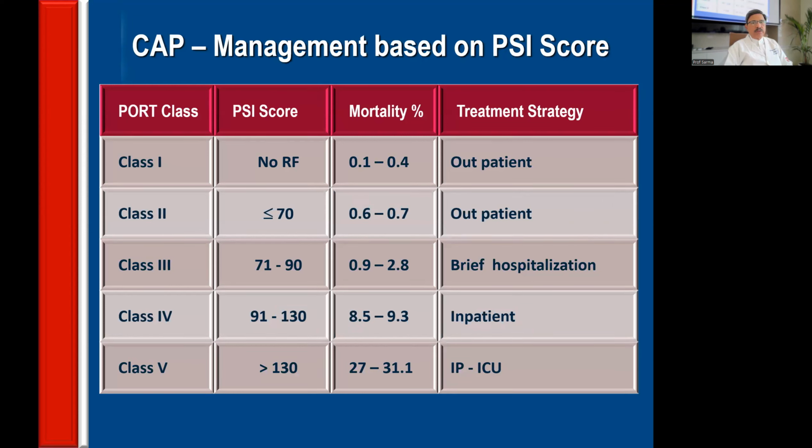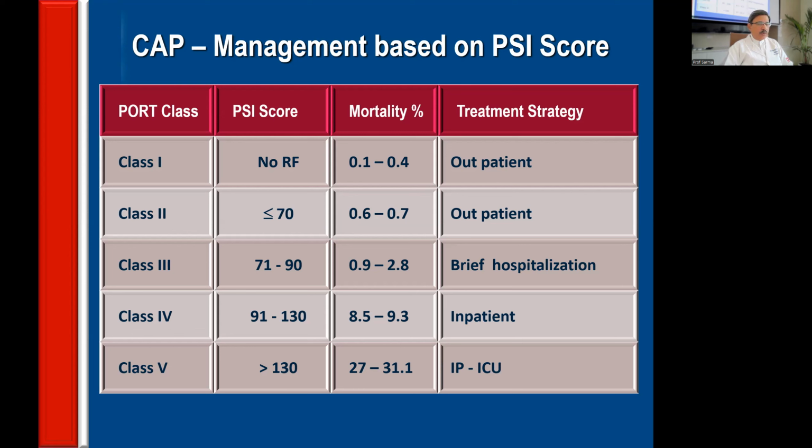Class 1 means no risk factors. PSI score, mortality is 0%, and the treatment strategy is outpatient treatment. And class 2 is less than 70 PORT score, mortality is still low, they also are treated as outpatients. And class 3, 71 to 90 is the PSI score, mortality is still low, maybe having a brief hospitalization, and then they can go home.